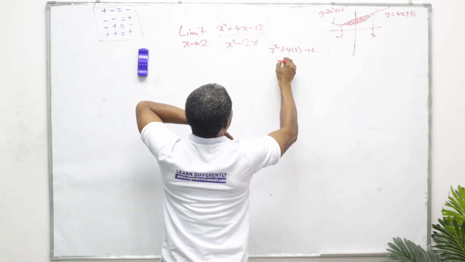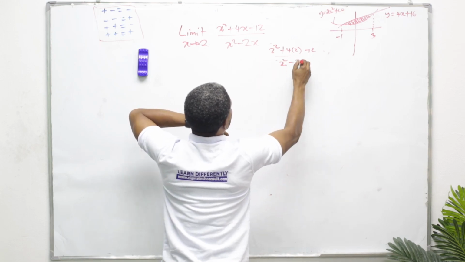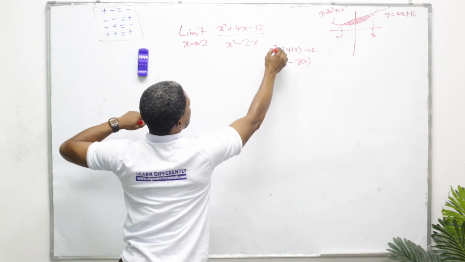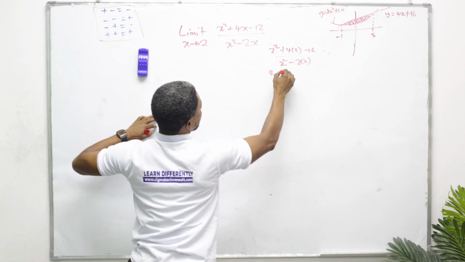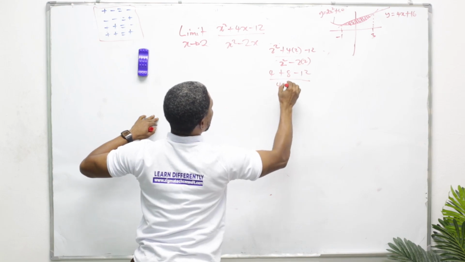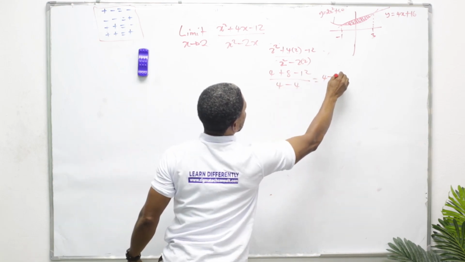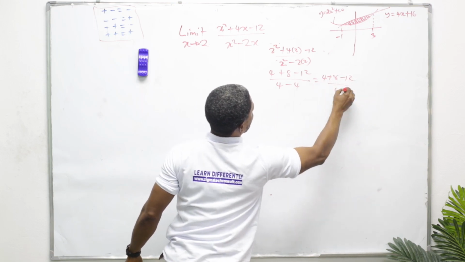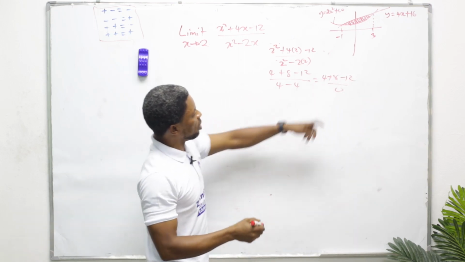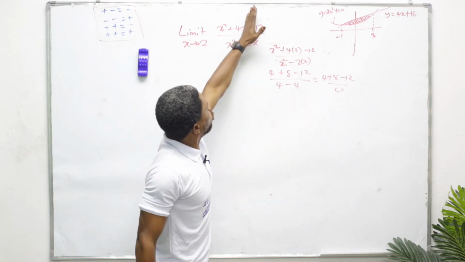Which is equal to 2 squared minus 2 times 2. Look at what will happen here. 2 squared is 4 plus 8 minus 12, and the denominator is 4 minus 4. That means we are going to have 4 plus 8 minus 12 divided by 0. That means you are going to have 0 over 0. Indeterminate. So if you do that, you will make mistakes.